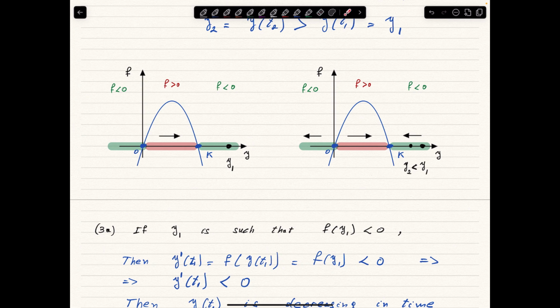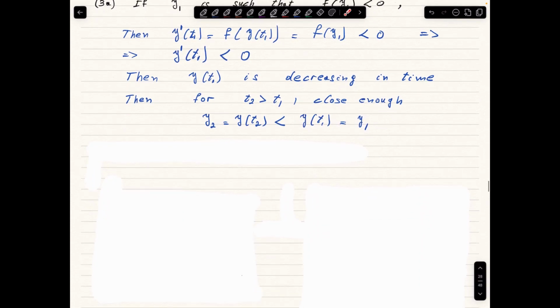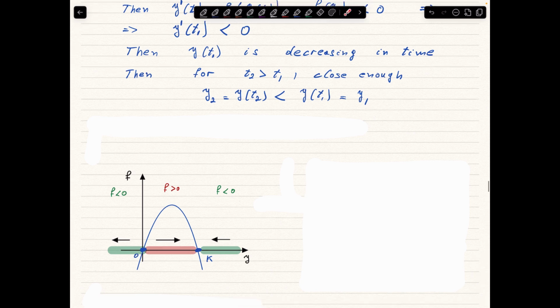So the values of the function now go in the opposite direction, because grab any y1, the y2 at the later time has to move to the left. And here the same. This is y1, y2 has to move to the left. So the values of the solutions in this interval are decreasing because f is negative, and also decreasing here because f is negative. So what we have as conclusion is that picture here.